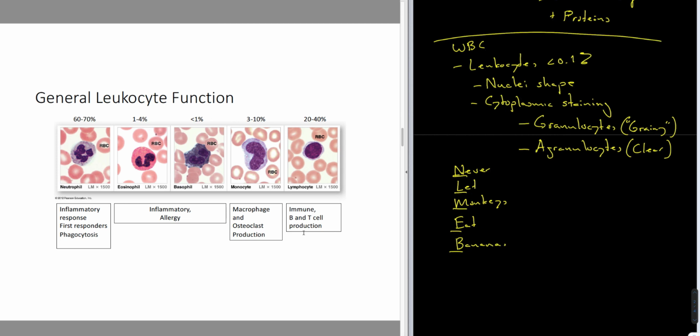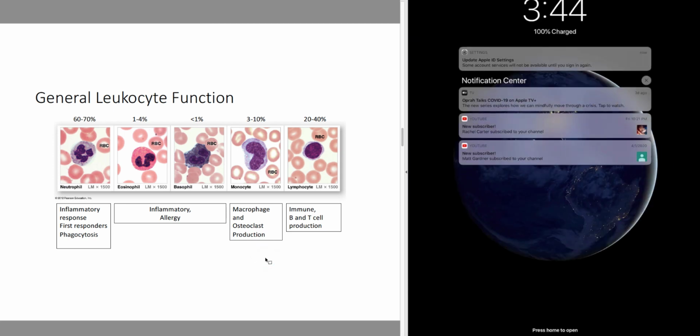Okay, so that is blood. Make sure you understand the 5 leukocytes, their general function, and you'll need to recognize them in histology with the pictures I've given you. And then make sure you understand the development of blood, their stem cell precursors, and the general function of those cells.